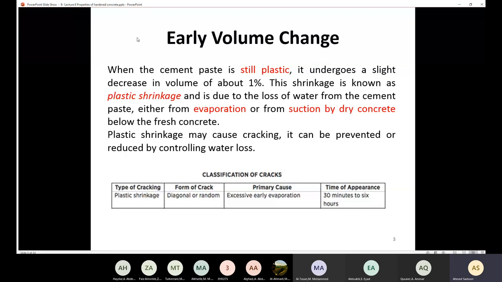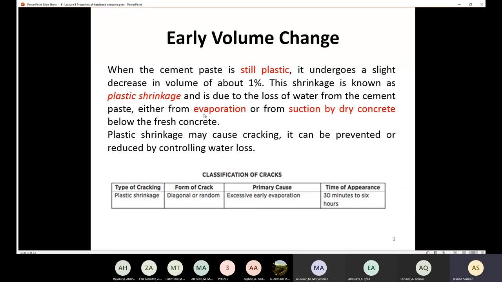First, we have a change in the volume when the cement paste is plastic, and then also we have another volume change when the concrete is hardened. So let's start with this one. When the concrete paste is still plastic, it's going to undergo a slight decrease in volume of about 1%. And this type of shrinkage is known as plastic shrinkage. We call this plastic shrinkage because the cement paste is still plastic, and that is because of the loss of the water from the cement paste.